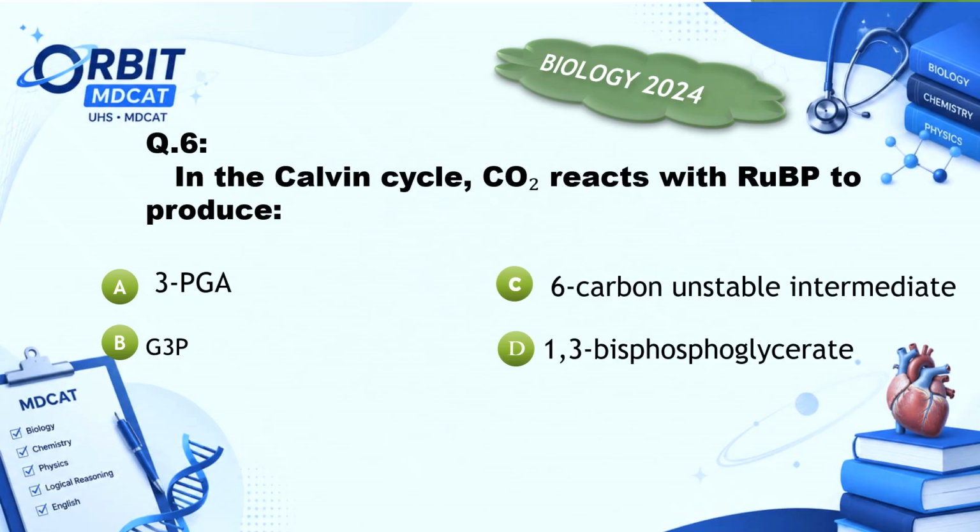Question number 6: in the Calvin cycle, CO2 reacts with RuBP to produce A. 3-PGA, B. G3P, C. 6-carbon unstable intermediate, D. 1,3-bisphosphoglycerate.